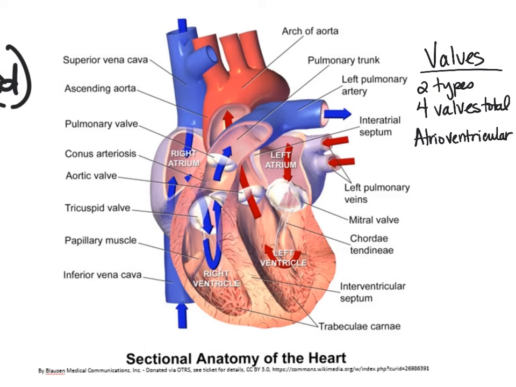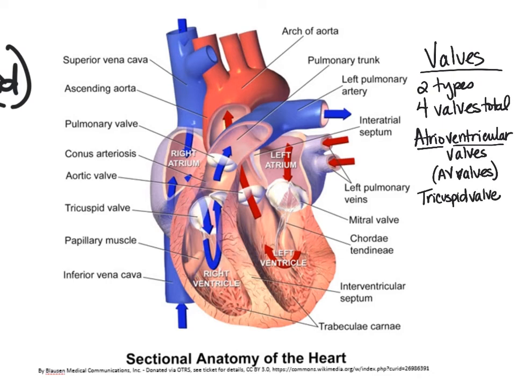atrioventricular valves, AV valves. So the atrioventricular valves, or for short, the AV valves, these, as the name implies, are between the atria and the ventricles. So the atria and the ventricle. And so our atrioventricular valves, there are two. The first one that we'll take a look at is the tricuspid valve.